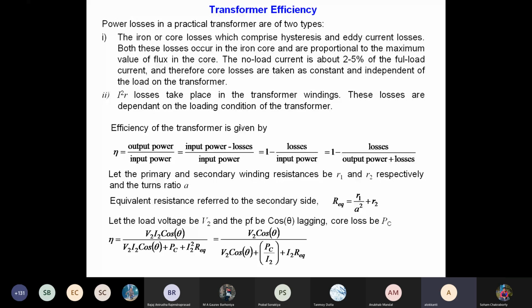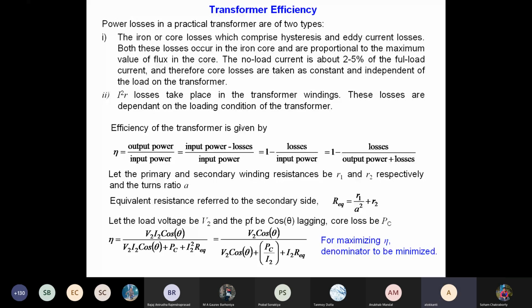So the objective is to operate to achieve maximum efficiency, or efficiency as high as possible. To do that, what do you have to do in this expression? Minimize the denominator. For maximizing eta, that is the efficiency, the denominator has to be minimized.